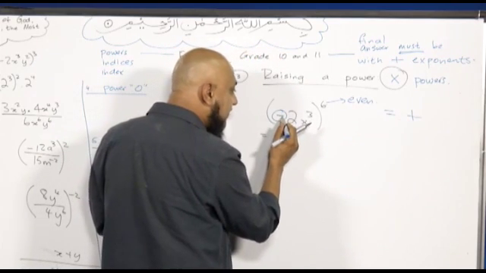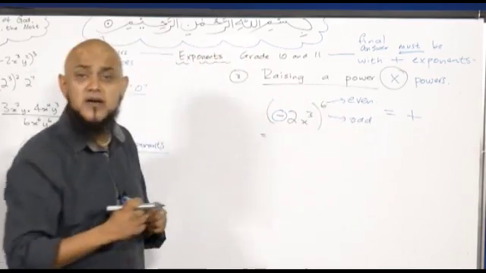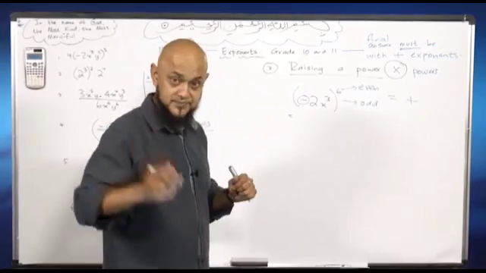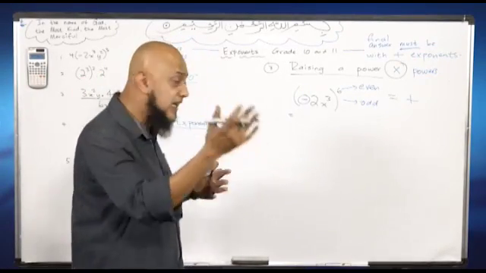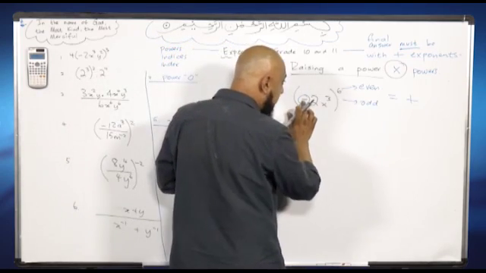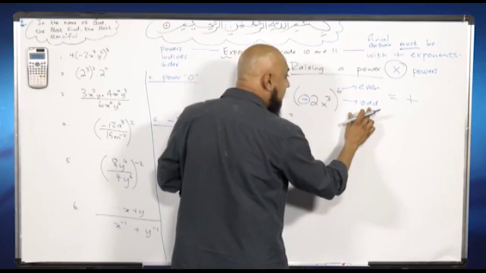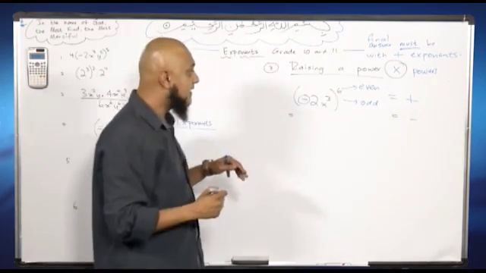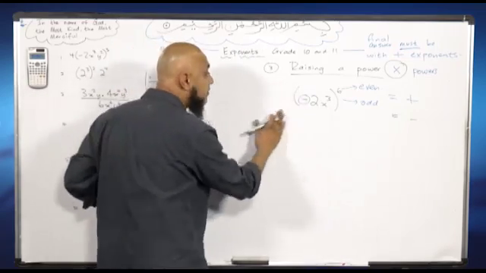But a negative base to an odd power? What are your even numbers? 2, 4, 6, 8, 10. What are your odd numbers? 1, 3, 5, 7, 9, 11. So a negative base to an even power is positive, and a negative base to an odd power is always negative. Remember this rule. It's going to assist you. Let me show you where it's going to be used.